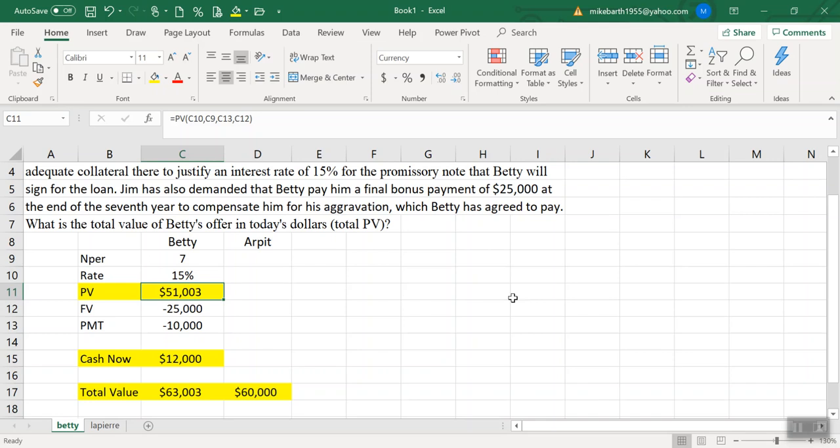So Betty's total offer comes out to roughly 12,000 plus 70,000 is 82,000, plus 25,000, $107,000 total. It is only worth $63,000 in today's dollars, but that's more than the $60,000 Arpit is offering. So he ought to take Betty's offer.